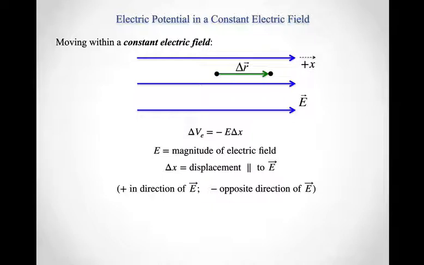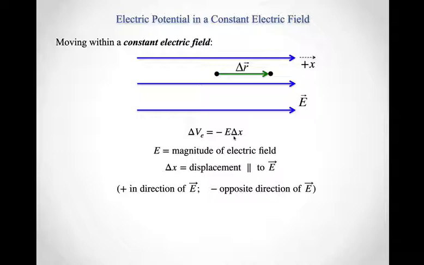Well, we can start with the equation that we had for calculating the change in the electric potential energy of a charge as it moved around, and we said, well, that was negative Q E times delta X. Well, the difference between the change in the electric potential energy and the change in the electric potential is just dividing out the test charge. Getting rid of Q gives me the equation for how the electric potential is changing as I move within my constant electric field. So what I get is negative E, the magnitude of the electric field, times delta X.